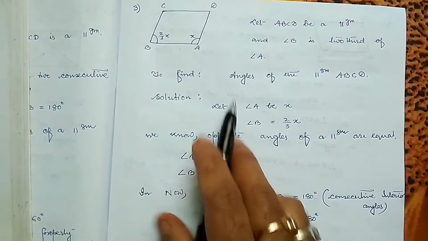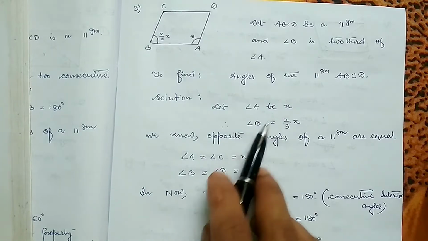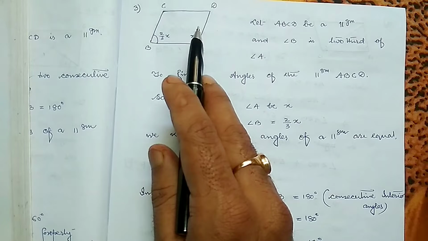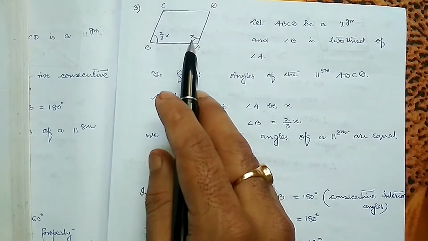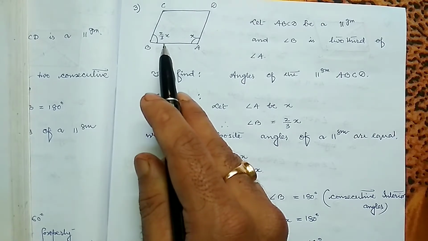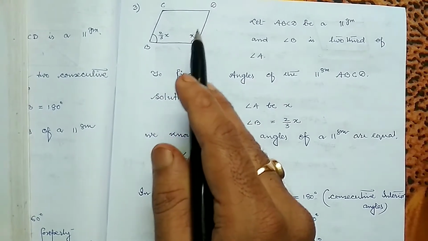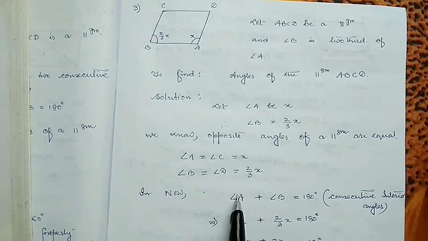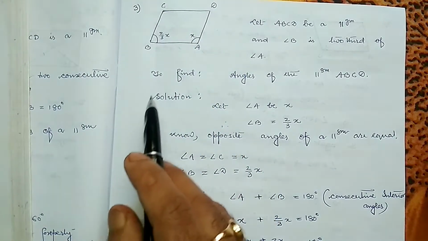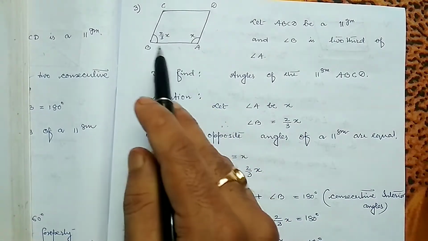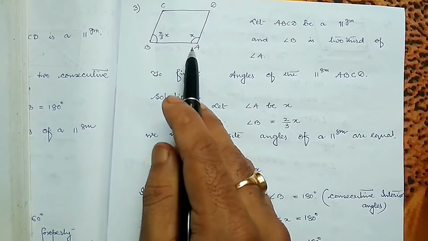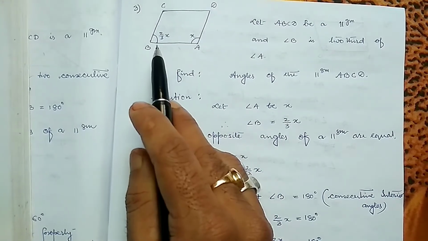Fine. Now we have considered angle A to be x, then B will be 2/3 of x, and we know opposite angles of a parallelogram are always equal. So if angle A is x, angle C also will be x, and angle B is 2/3 of x, that means angle D is also 2/3 of x. Now we know these are parallel lines because it is a parallelogram. This one parallel to this one, parallel to this. And whenever two parallel lines are there, sum of consecutive interior angles will be 180.